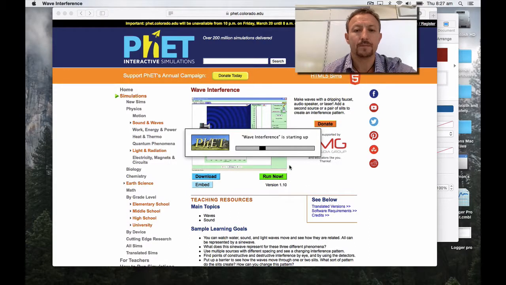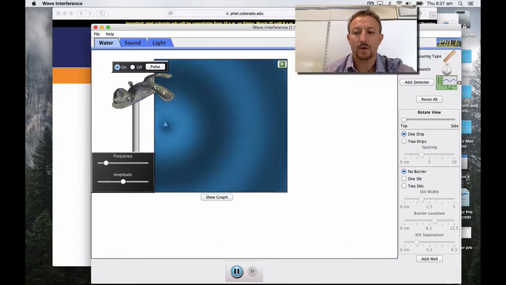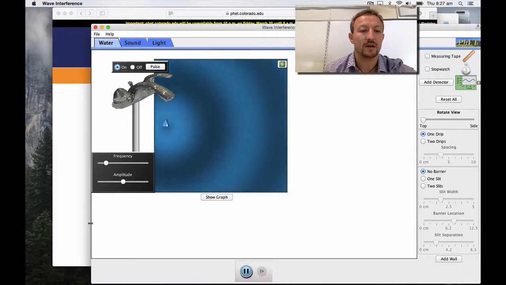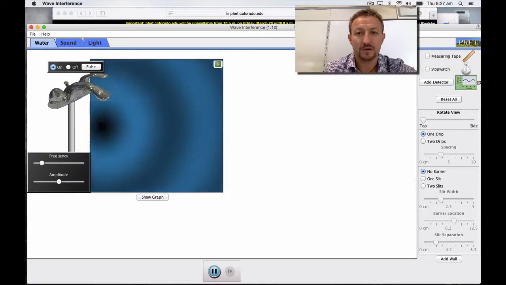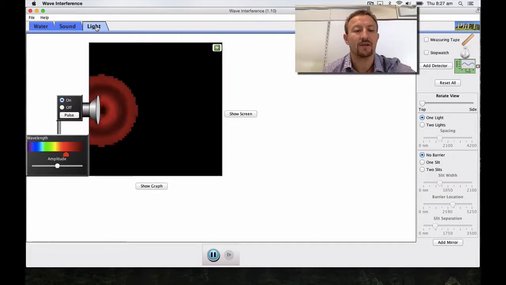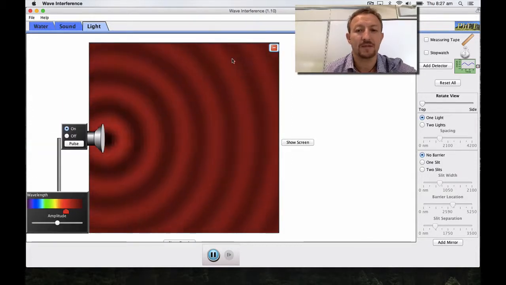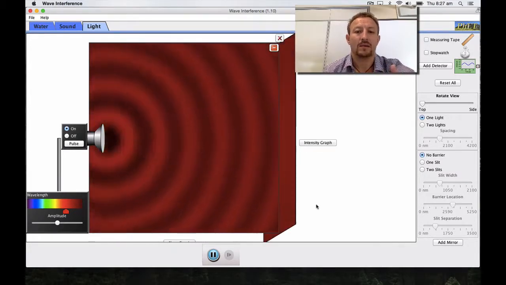Here we go. In this case, I'm not going to be using the wave concept. I'm going to be using light. I'm just going to open it up so you can see as big a screen as possible. I'm going to go over to light here and use red light. Just open it up so you've got a nice big screen. I'm also going to put my screen up on the side.